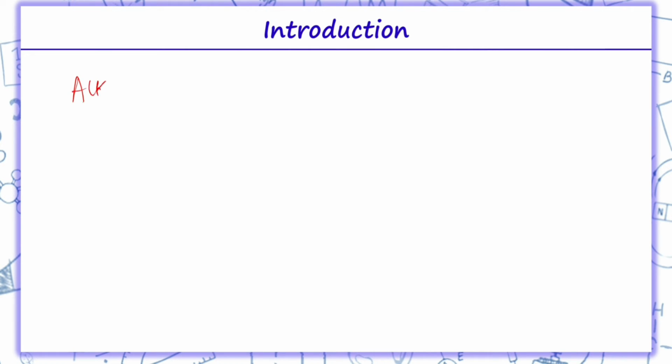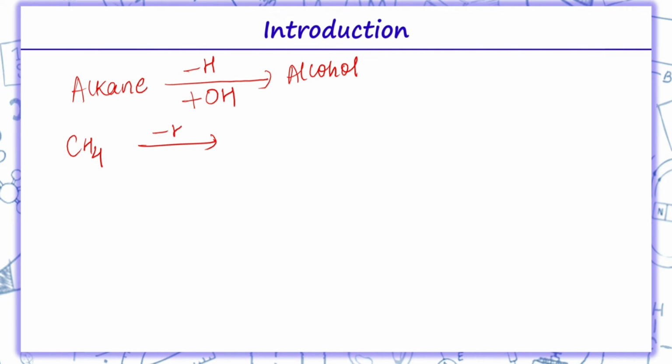As we know, alkanes have the general formula CnH2n+2. From an alkane, if hydrogen is removed and in place of hydrogen we add an OH group, that is known as an alcohol. Like we have methane, we will remove one hydrogen, that is, we will substitute hydrogen by an OH group, so this is known as methanol.